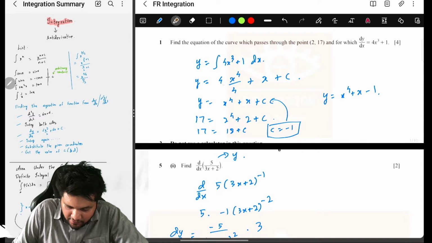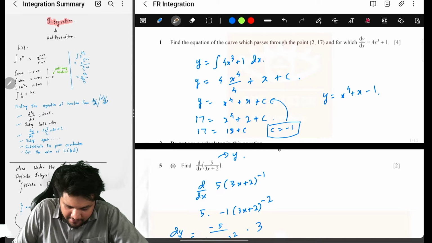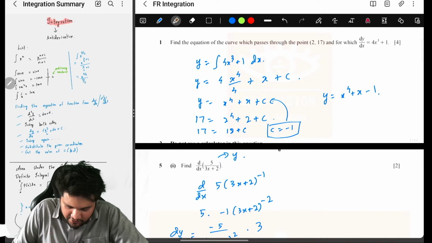So we'll get y is equal to 4, and as you can see, x to the power of 3 is nothing but x to the power of 4 upon 4. So we'll get like this, plus integral 1 is nothing but x plus c. C is just an arbitrary constant. So 4 cancels, we get x to the power of 4 plus x plus c.